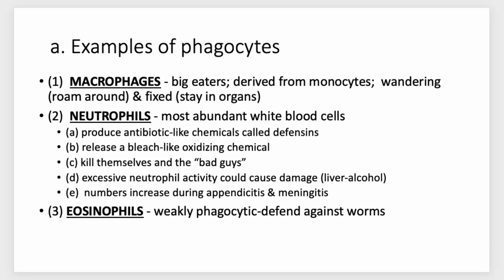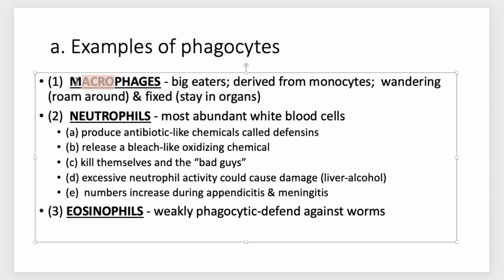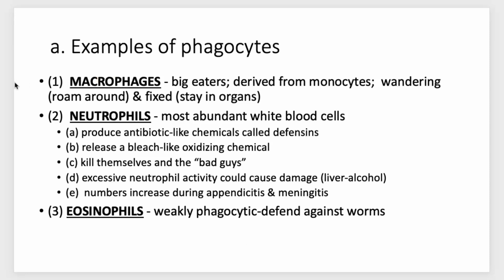And we'll have these phagocytes that can eat that foreign material. So some examples of phagocytes, we got macrophages. We think macro, so that's going to be large. These are large eating cells that come from monocytes. And they can either be wandering, where they roam around, or they can be fixed in a particular organ.